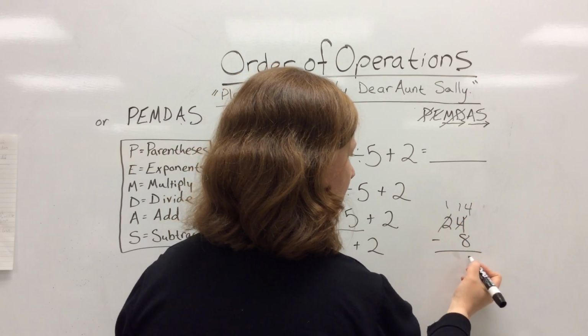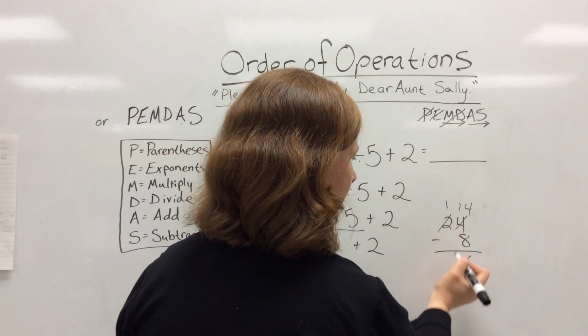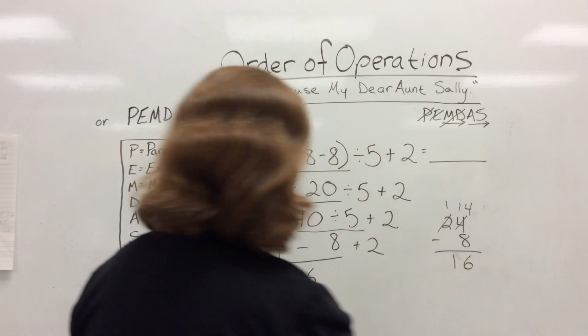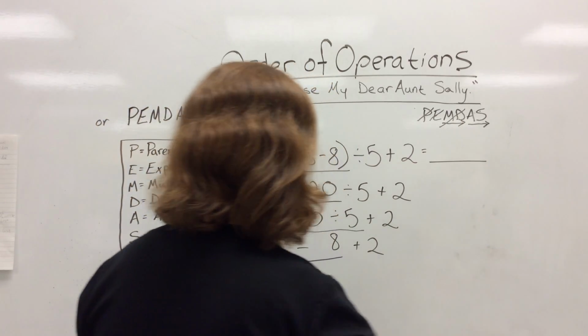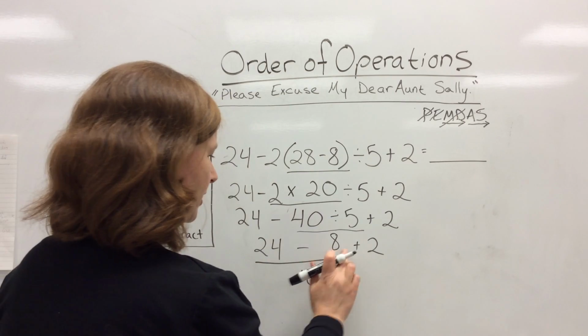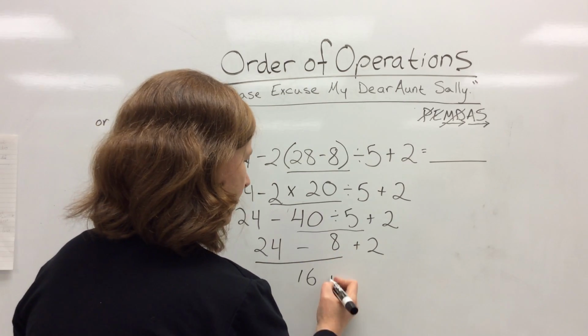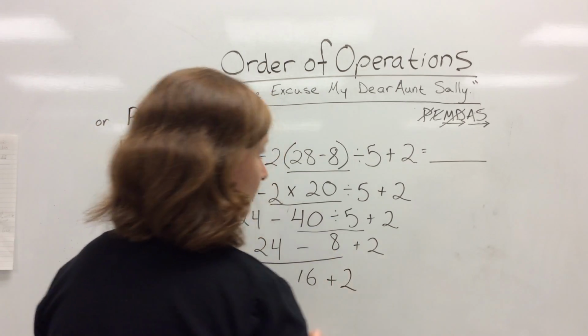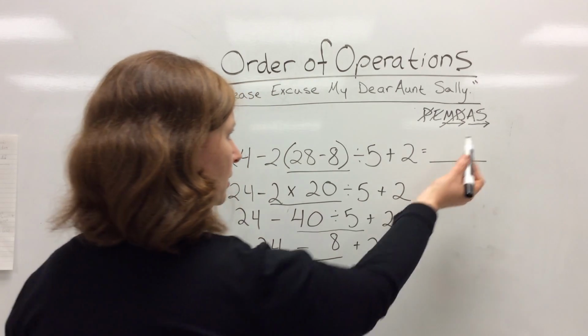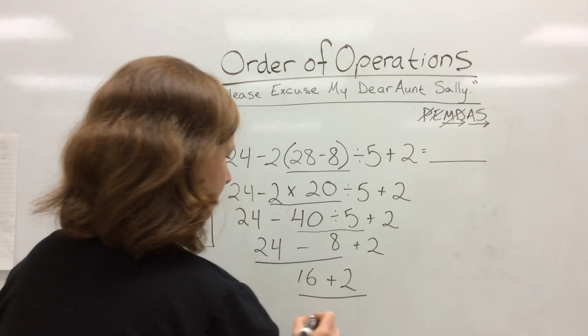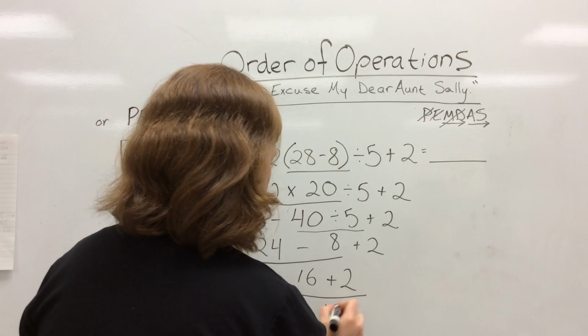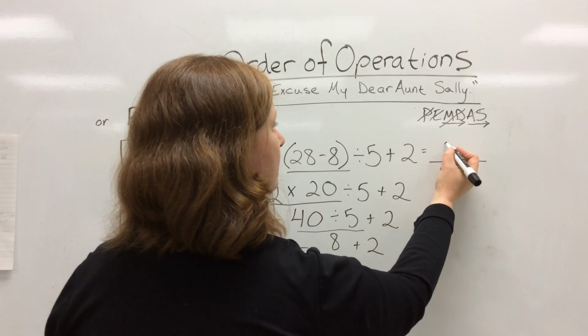14 minus 8 is 6. And my 1 minus nothing is 1. So I get 16. Alright, so 24 minus 8 is 16. Bring down my plus and bring down my 2. Still on addition and subtraction, I have one more to do. 16 plus 2 is 18. So the answer is 18.